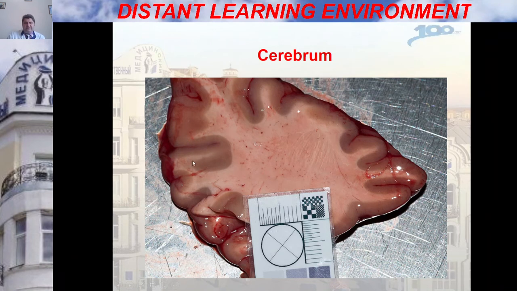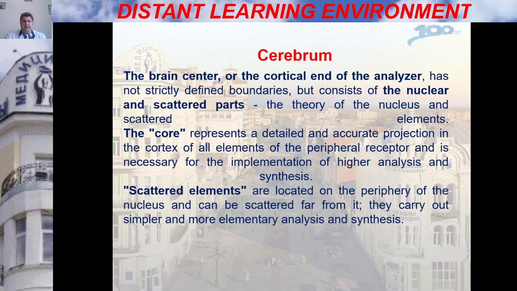You may see the cortex, neocortex, multi-layer part of cortex, and also you may see white matter here. So neocortex organization you may see on this picture. There are 2 basic elements, brain center and scattered elements. Brain center, the cortical end of the analyzer, has not strictly defined boundaries but consists of the nuclear and scattered parts.